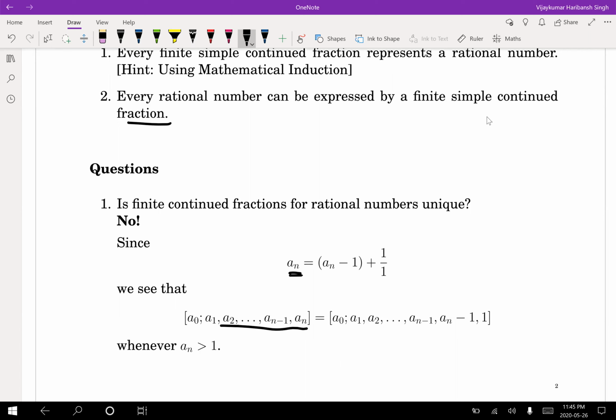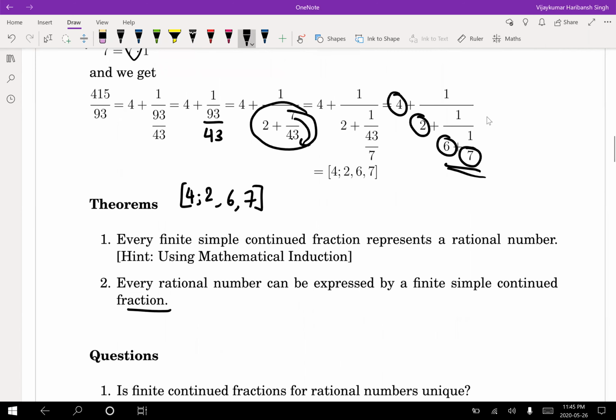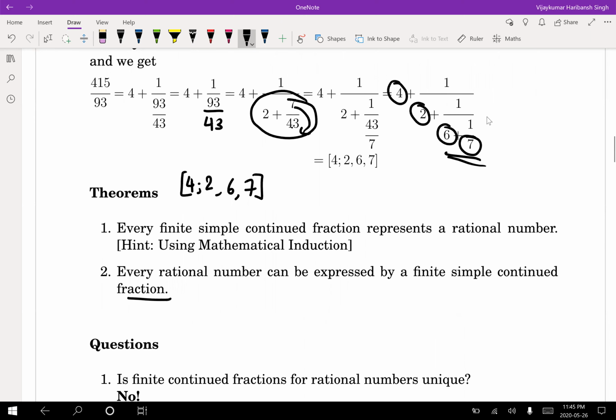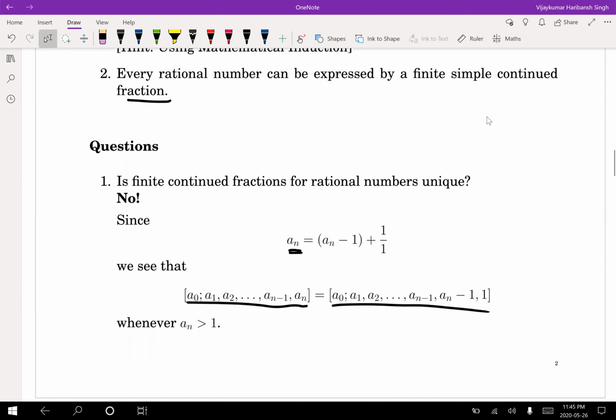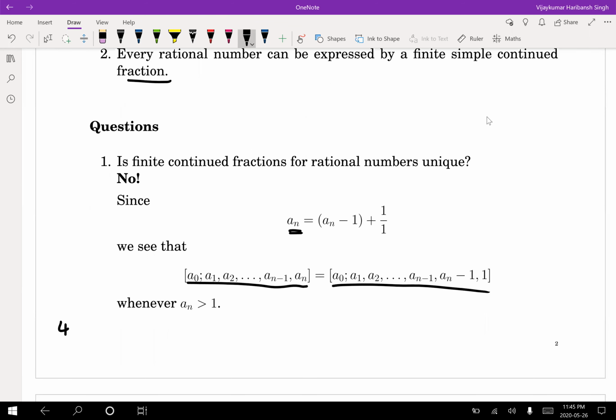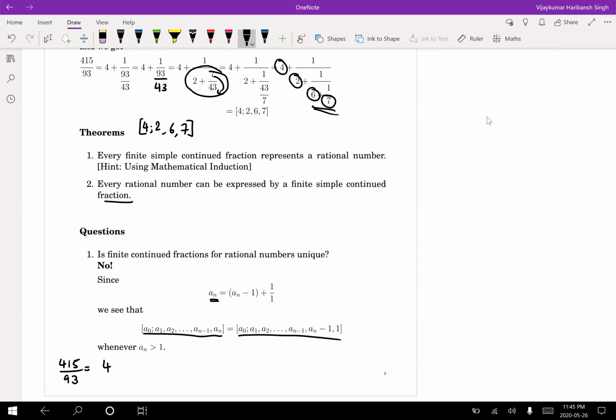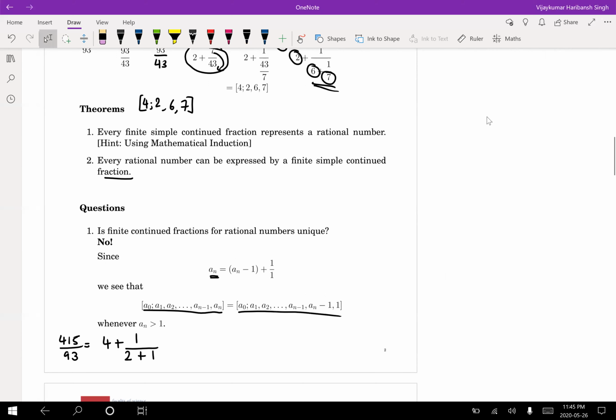All right, so let's see an example of these two representations. Let me go back to the previous example. I had 415 divided by 93, which was given by 4 plus 1 upon 2 plus 1 upon 6 plus 1 by 7.